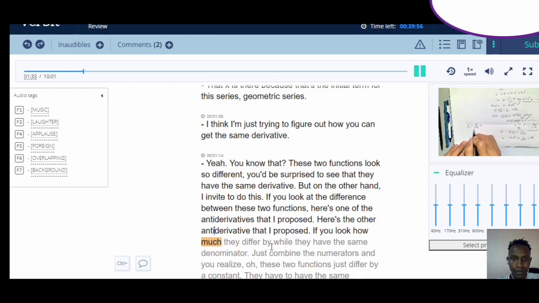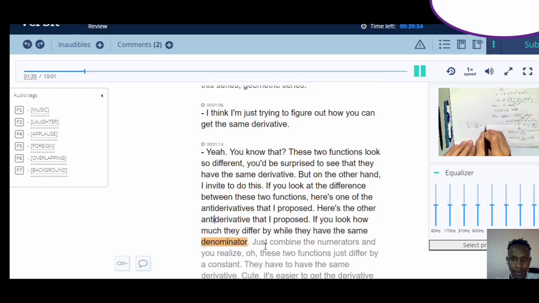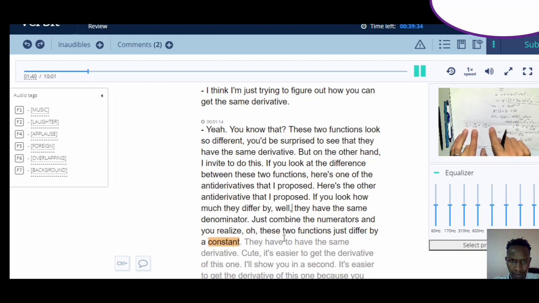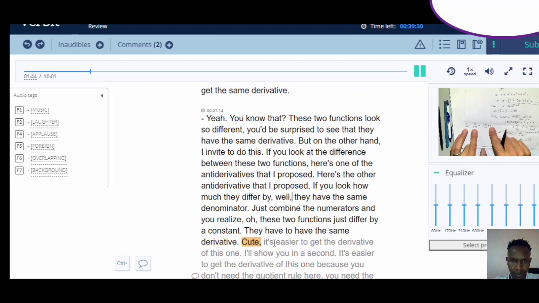If you look at how much they differ by, well, they have the same denominator, so just combine the numerators and you realize, oh, these two functions just differ by a constant. So they have to have the same derivative.